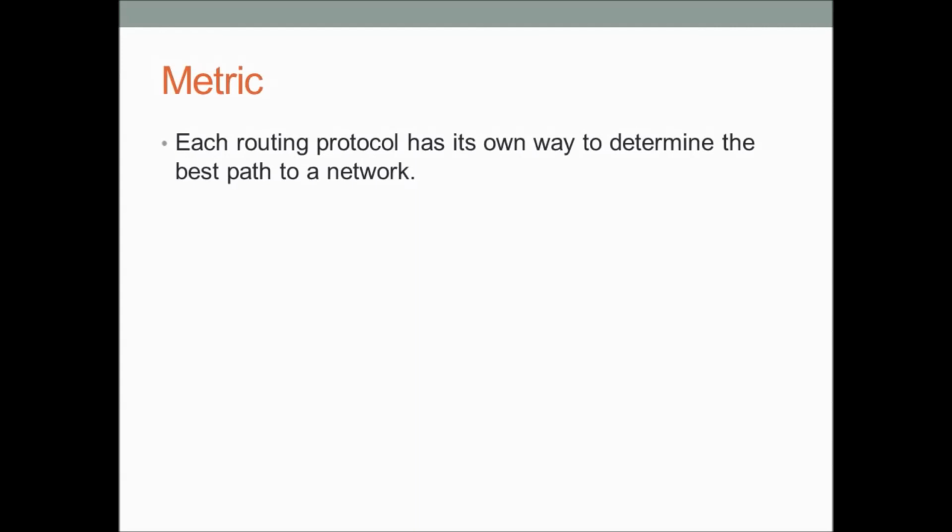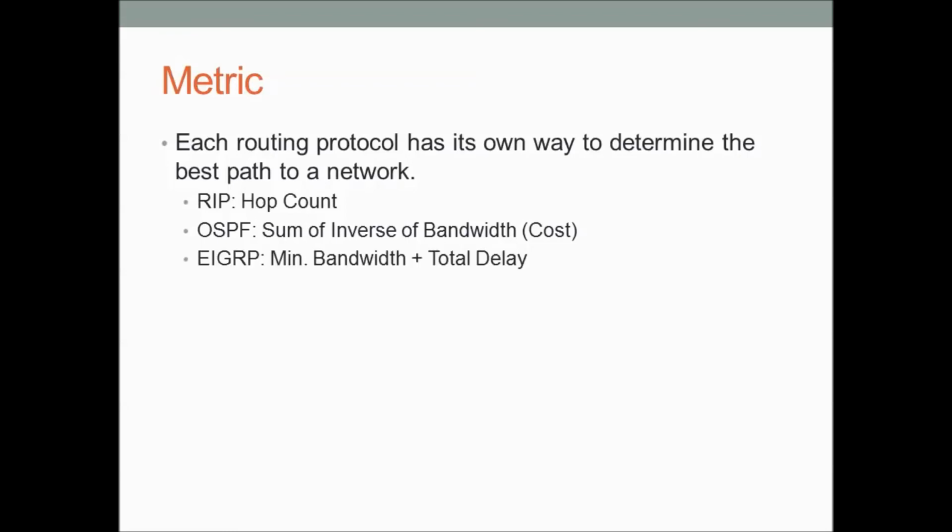Now, we have to talk about a concept called metric, which is used in a lot of different routing protocols. Each routing protocol has its own way to determine the best path to a network, and I talked about this a little bit earlier. For some routing protocols, it involves bandwidth. For others, it just involves a single hop. For others, it can be a little bit more complicated than either of those two. So with RIP, it's hop count. With OSPF, we consider it as the sum of the inverse of bandwidth. So with a higher bandwidth, you're going to have a lower number, a lower cost. With EIGRP, it's a combination of the minimum bandwidth on the link plus the total delay across all the links that the route has traversed.